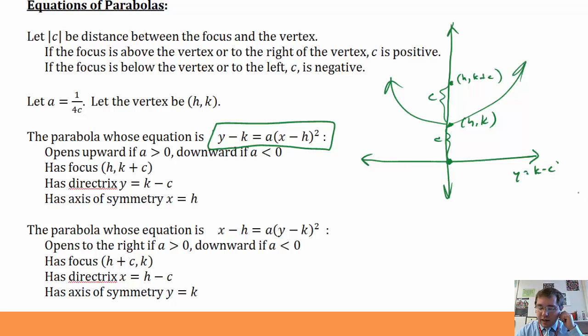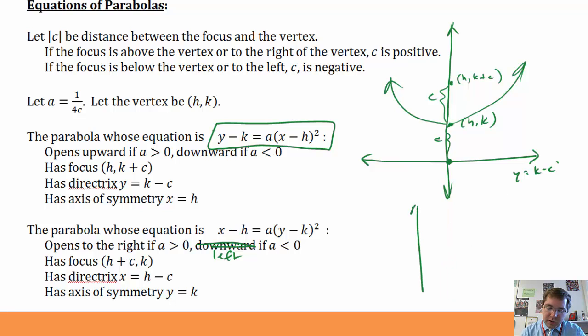The parabola whose equation is x minus h equals a times y minus k quantity squared. So now the x's and the y's have changed spots, and the h is attached to the x, the k is attached to the y. It opens to the right if a is positive, and to the left if a is negative. It has a focus at... so let's graph this and give you a sense of how this works.